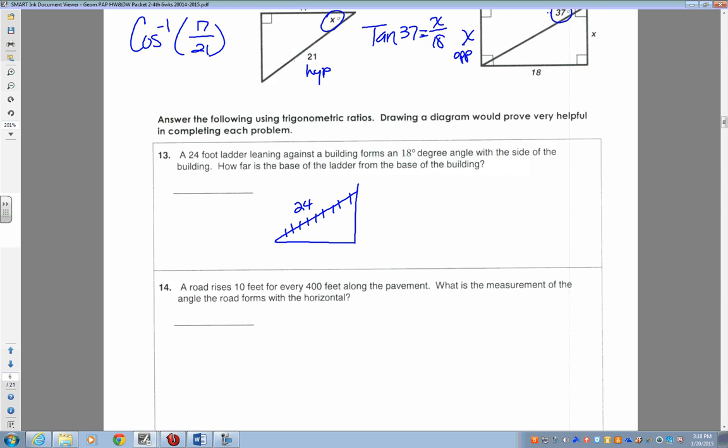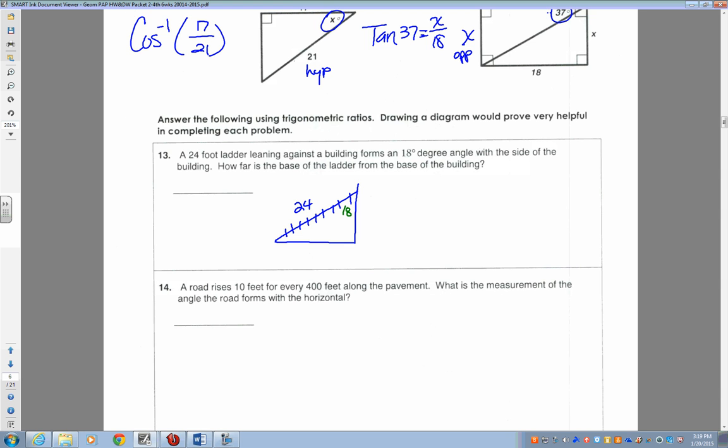Okay. Now, you are going to be given problems where you would have to draw a diagram and label the diagram to match the scenario. Number 13, look, it says a 24-foot ladder leans up against a building forming an 18 degrees angle with the side. So 18 degrees angle with the side of the building. Everyone understand this is my ladder, okay, this has to be the side of the building. So the 18 has to be up here between the hypotenuse and the vertical side.